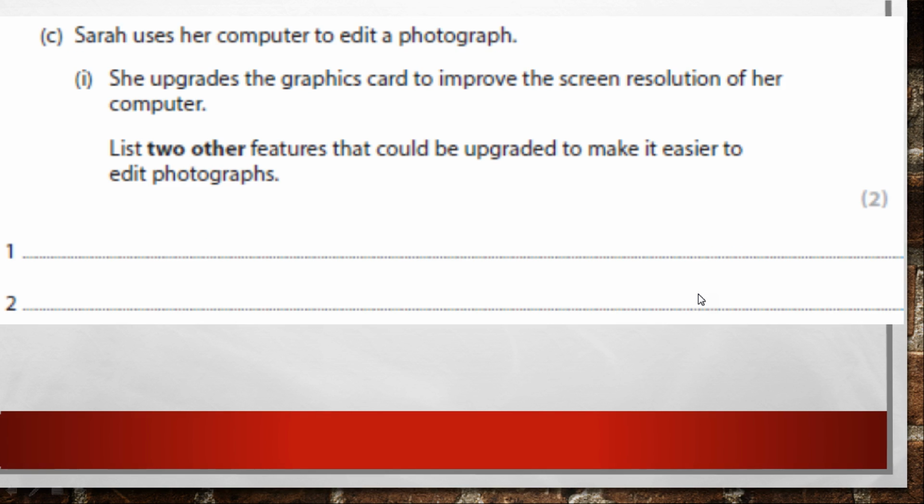Whoops, what about that? C. Sarah uses her computer to edit a photograph. So she's going to be using some sort of software, isn't she? She upgrades the graphics card to improve the screen resolution of her computer. List 2 other features that could be upgraded to make it easier to edit photos. So what other 2 features? And we're talking about a computer here, aren't we?